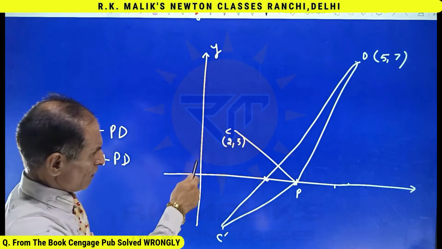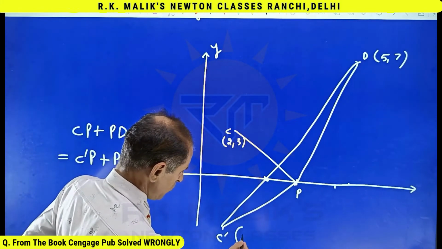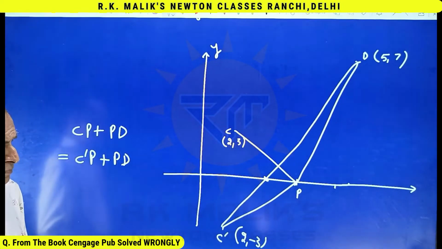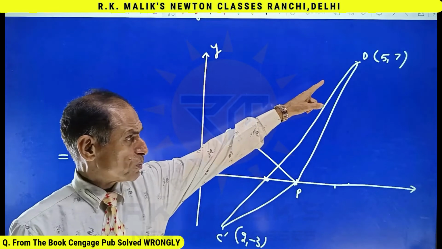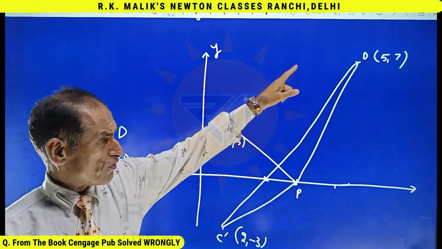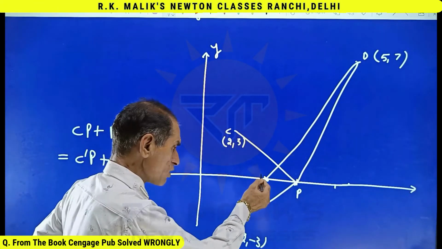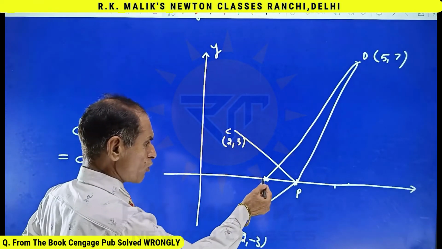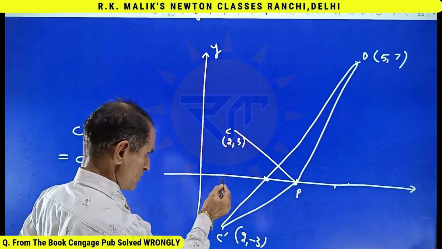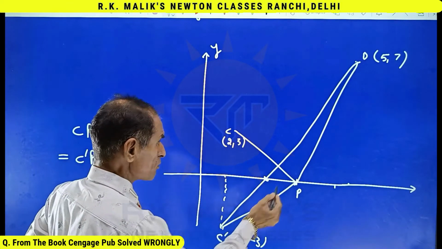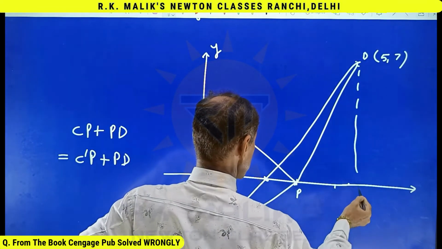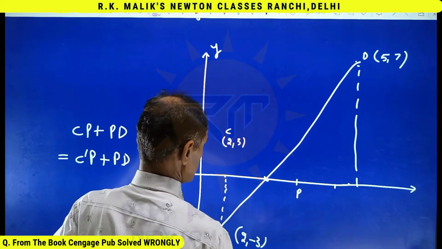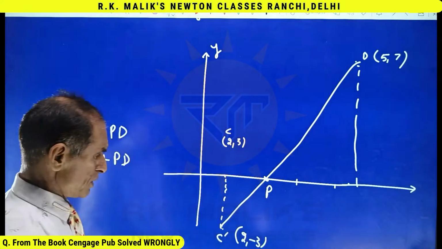And if this point is 2, 3, this point will clearly be 2, minus 3. And now this point is known to you, this point is known to you. You can easily find the equation of this line and get the coordinate of this point. But an even better way of getting the coordinate of this point is this. Draw perpendicular. For clarity purpose, I am removing these lines. This is the point P now.